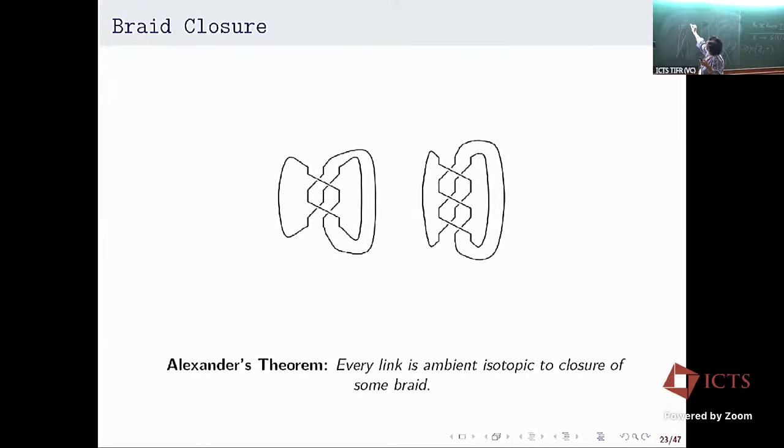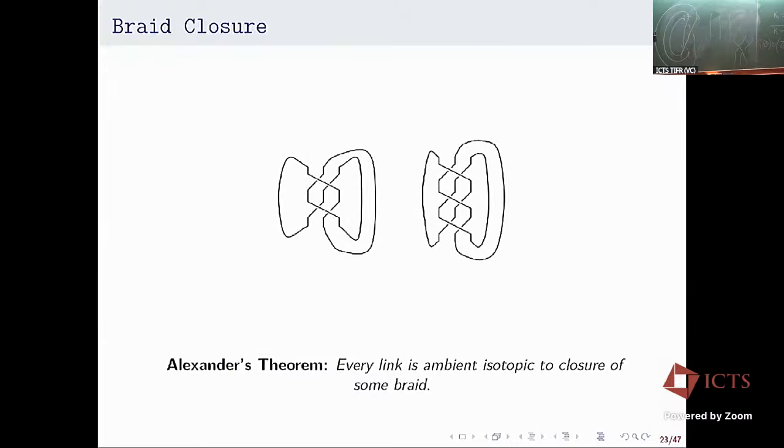So you have 1, 2, 3, 1, 2, 3. You just try joining 1 to 1, 2 to 2, and 3 to 3. So if you had n, join each one to itself, then you will end up getting simple closed curves. And sometimes you might get a knot. It depends upon the permutation.